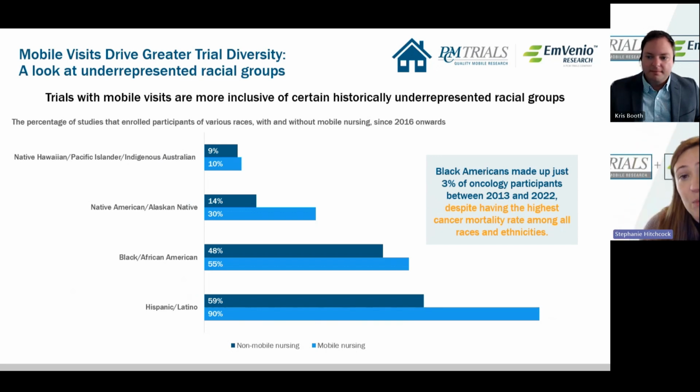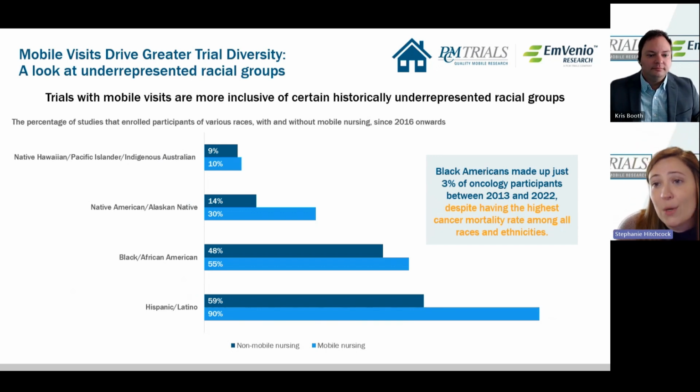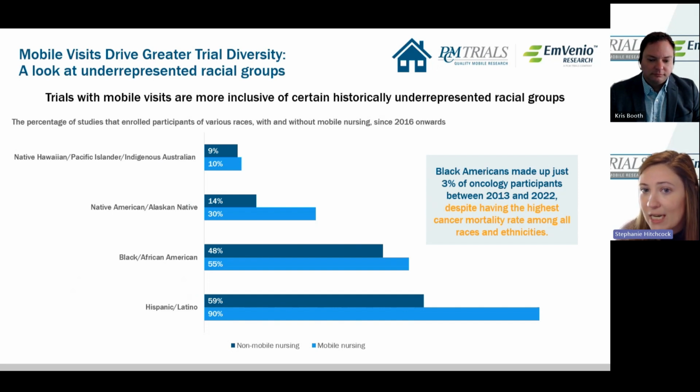The use of mobile visits really do drive greater trial diversity. So I showed you that slide a little bit earlier with the dark blue showing the percent of the US population and the lighter blue showing the percentage of those ethnic groups that were enrolled in clinical trials in 2020. This is comparing trials of similar modalities, similar indication, and procedures, looking at trials that utilized mobile nursing and those that did not utilize mobile nursing and how they represented different ethnic groups.